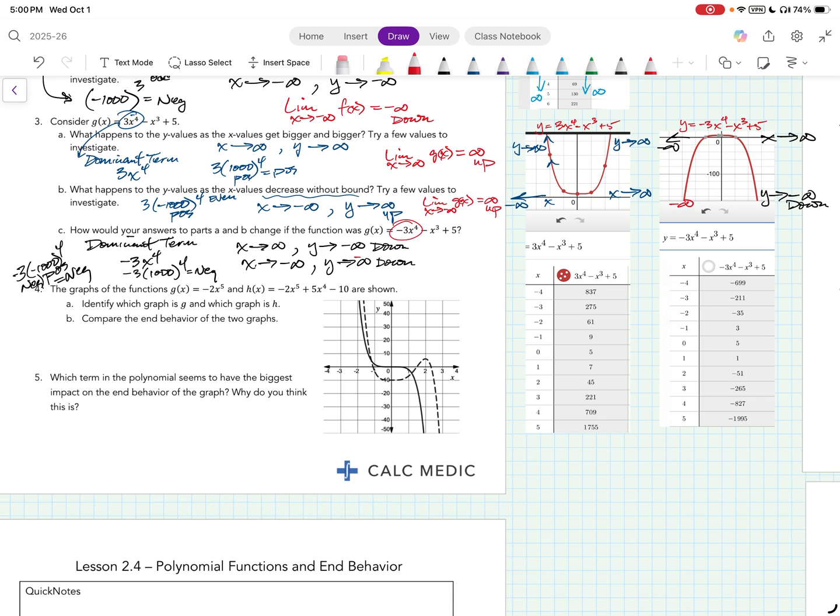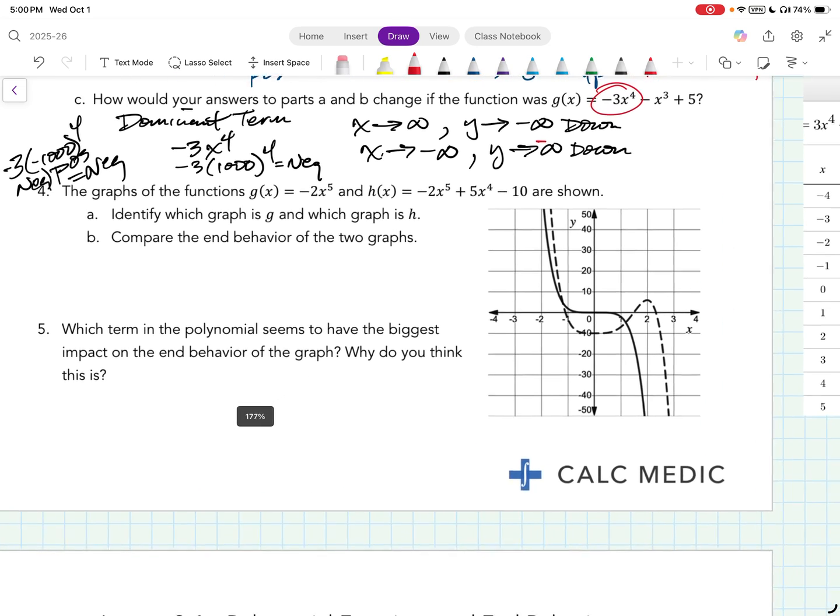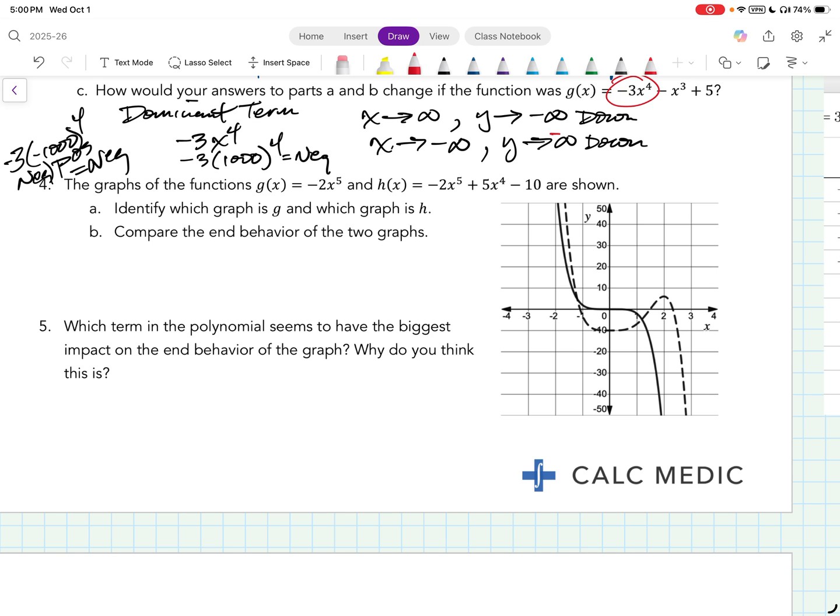and h of x is negative 2x to the fifth plus 5x to the fourth minus 10. Well, the dominant terms are the ones with the highest degrees. Okay, so we identify the dominant term. All right. Now it says identify which is which.